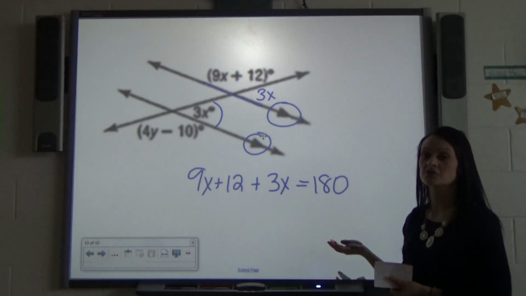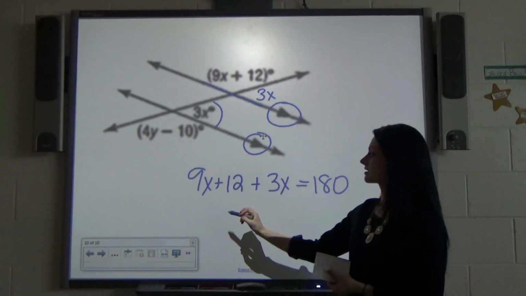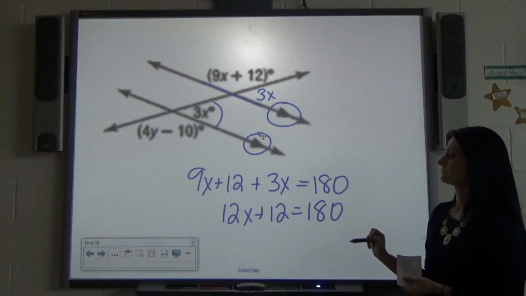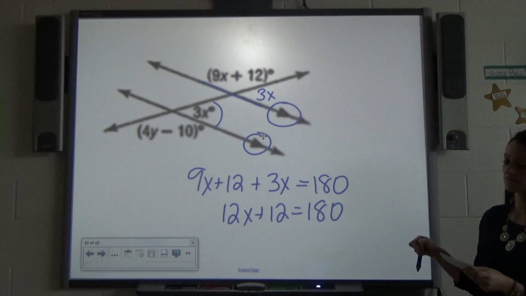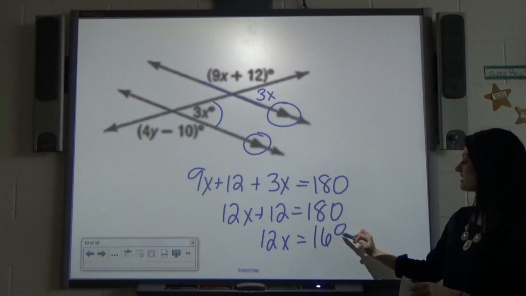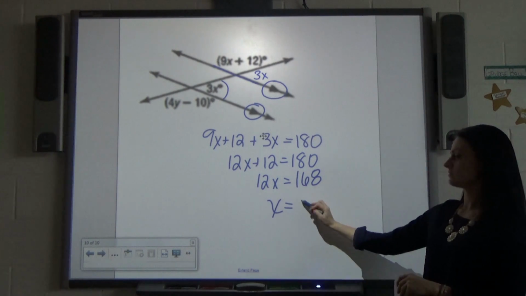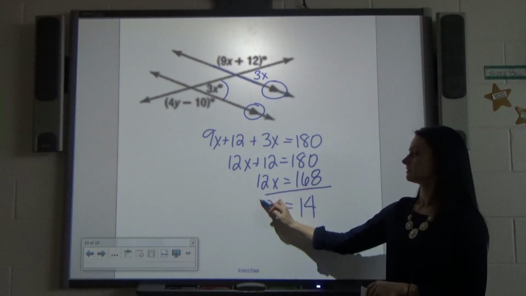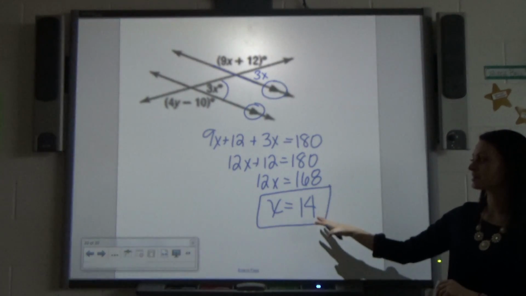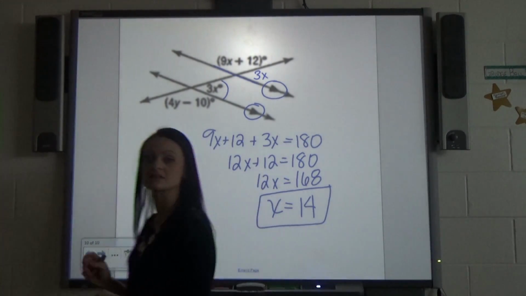Now I have an equation with only x's, which means I can go through and solve this. So I'm going to combine like terms, so that gives me 12x plus 12 equals 180. And then I'm going to subtract 12, and I'm going to divide by 12. So I'll have 12x is equal to 168. I'm going to make this a little bit larger. Or x is equal to 14. Now I've got x. Now I'm at a point where I can start dealing with y, because I already have gone and figured out what x is equal to.